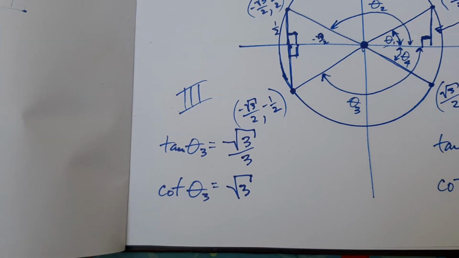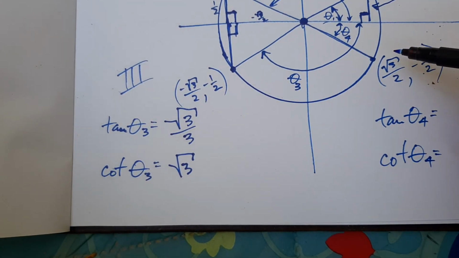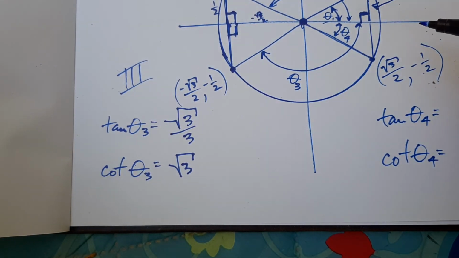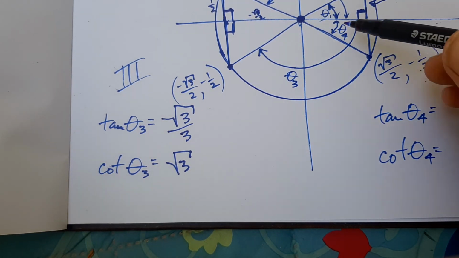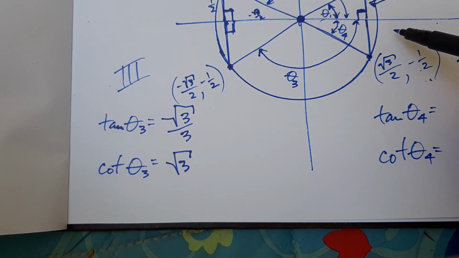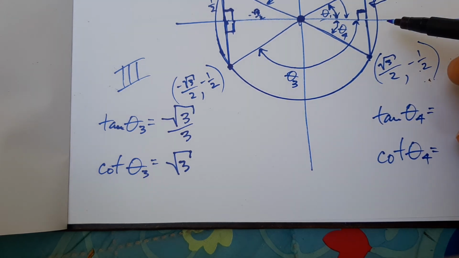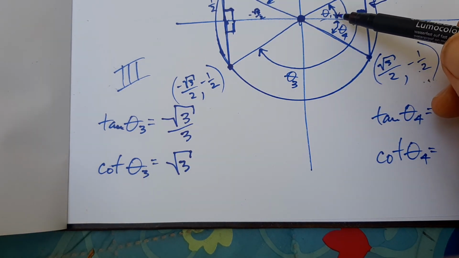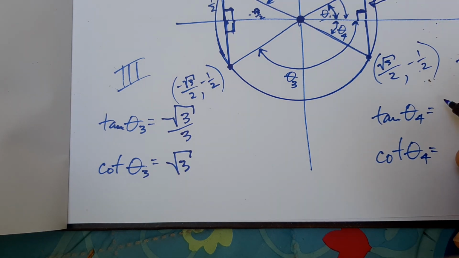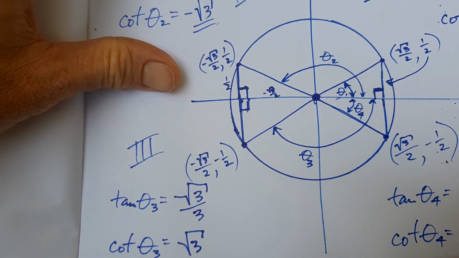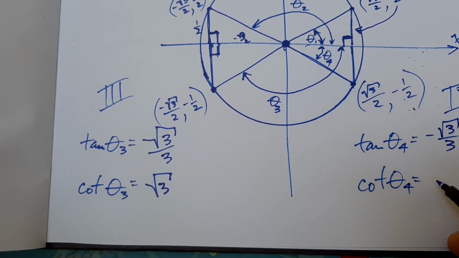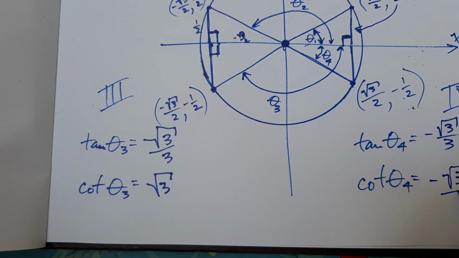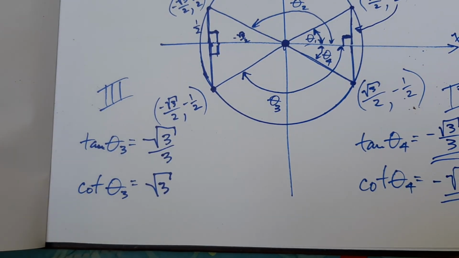Quadrant 2, and we'll go over here to quadrant 4. In quadrant 4, the y is negative and the x coordinate is positive. So we're going to do either a negative divided by positive or positive divided by negative. Either way, these are going to come out the same way they did over in quadrant 2. So in quadrant 4, we got negative square root of 3 over 3 and negative square root of 3. I hope that helps you.